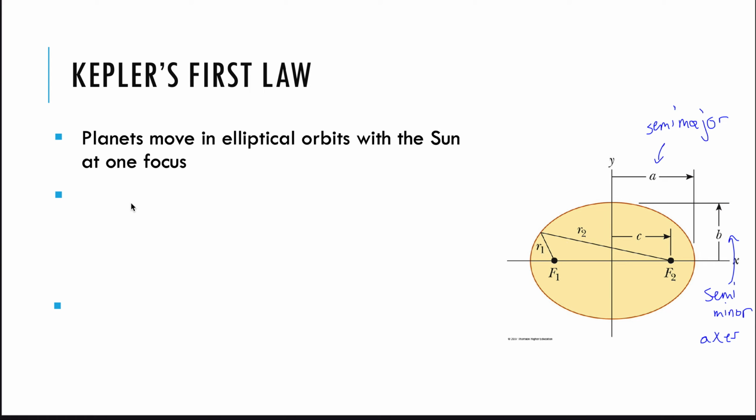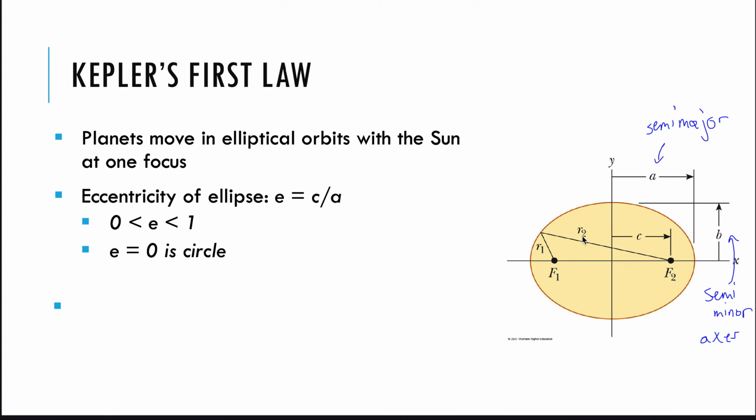And then the quantity that we use to describe the shape of the ellipse is called the eccentricity. It's defined as the ratio C over A. C is the distance from the center to a focus point. So the eccentricity can be between 0 and 1. If it's 0, that means that you have a circle. If it's 1, that means you're going to have a very elongated ellipse.